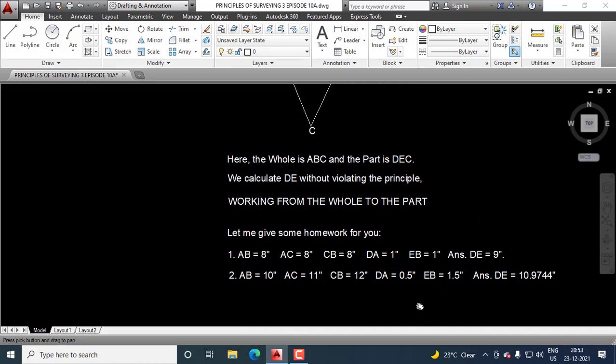Let me give some homework for you. AB is 8 inches, AC is equal to 8 inches, CB is equal to 8 inches. DA is equal to 1 inch, EB is equal to 1 inch. Answer is 9 inches.